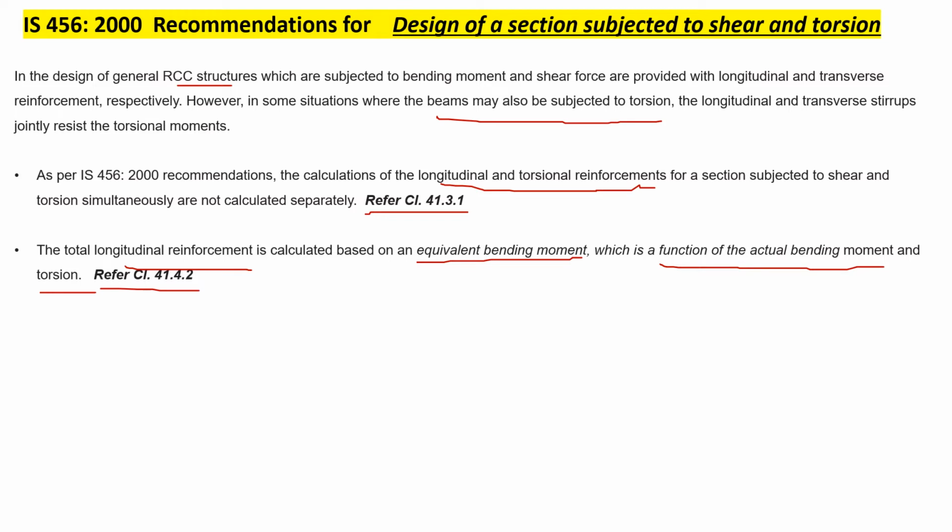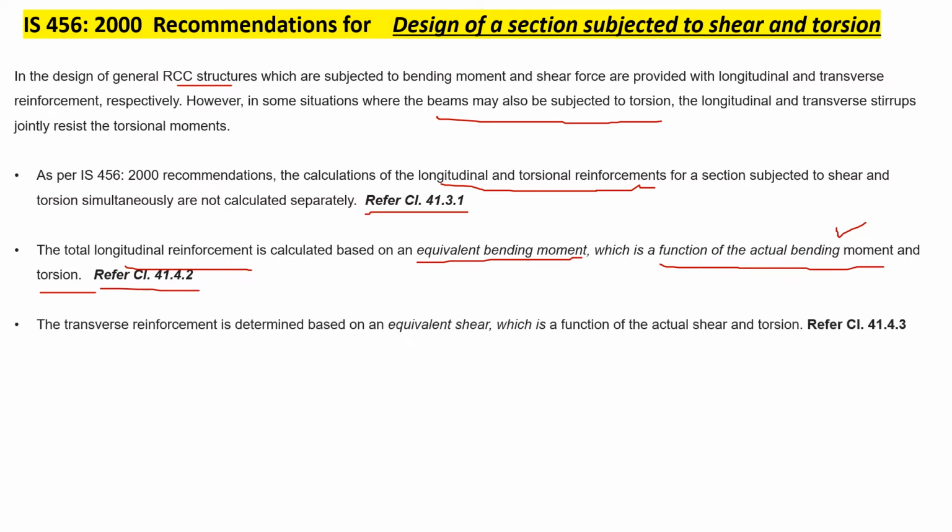That means we will convert the torsional moment into bending moment, and the actual bending moment is acting, so both will be taken into consideration, and based on both of these moments we are going to calculate the equivalent bending moment, and the section will be designed for the equivalent bending moment. And regarding the transverse reinforcement, it is determined based on equivalent shear.